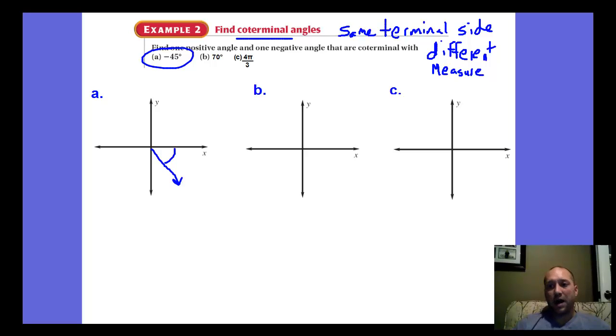So what could I do? I need a positive and a negative. A positive could just mean starting at the initial and going the positive direction all the way around. That's going to be 270 plus 45, so that would be 315. Now we need a negative. We already have the negative 45, but if we go past it all the way around and back to it, it's a different measure that ends up with the same terminal side. So that's just going to be negative 45 minus the 360 all the way around, so we'll be at negative 405.